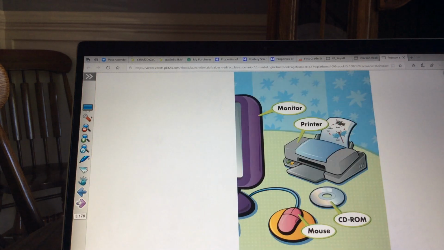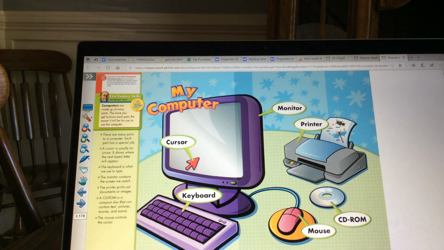Let's see on the next page. Okay, here's an example of a diagram with a computer with lots of different labels.